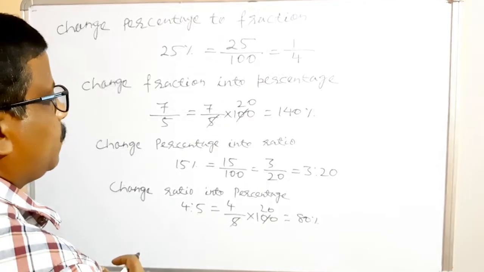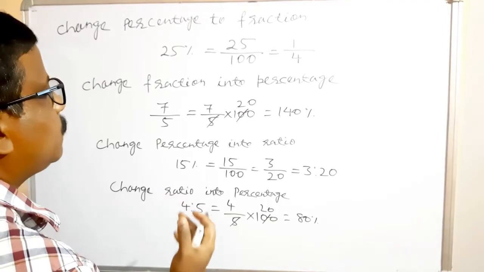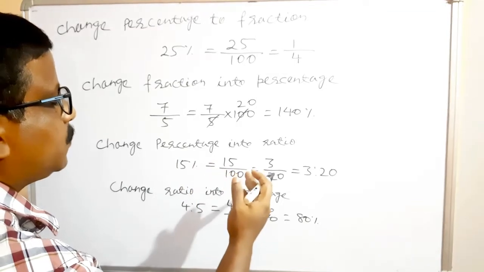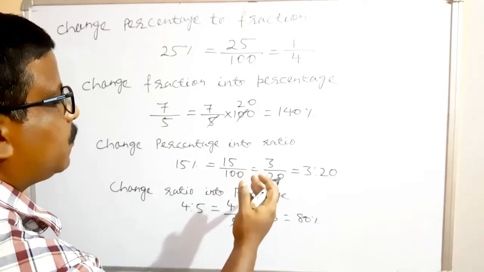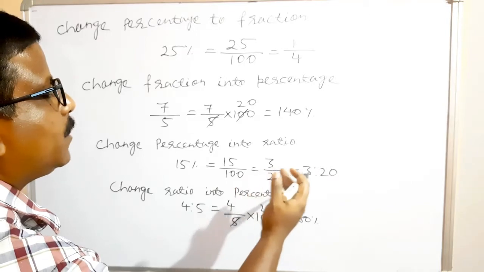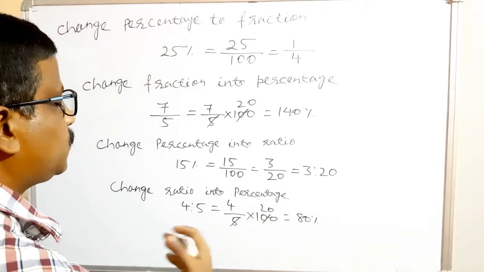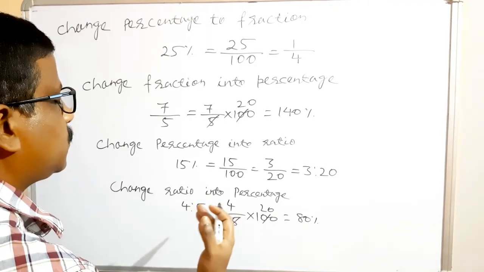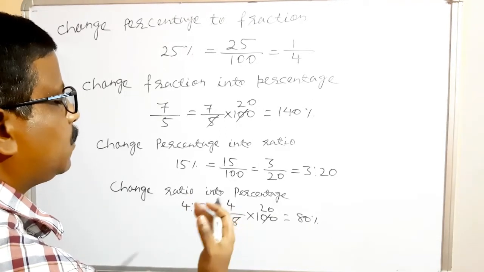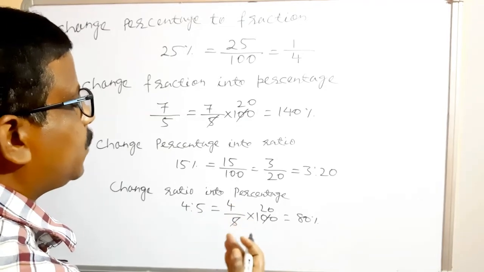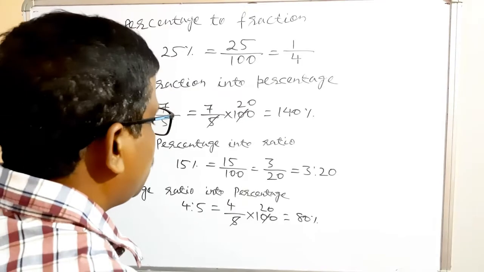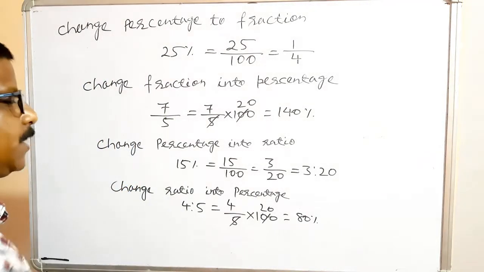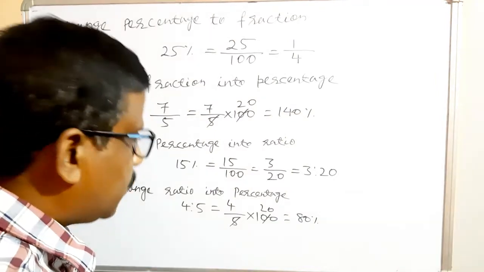When we change percentage into ratio, like we do for fraction, first we change into fraction, bring into lowest terms, then you write in the ratio form. Then suppose a ratio is given, change into percentage. In the same way, the reverse: we change the ratio into fraction, then changing to percentage, you multiply by 100, so it becomes 80%. Clear?